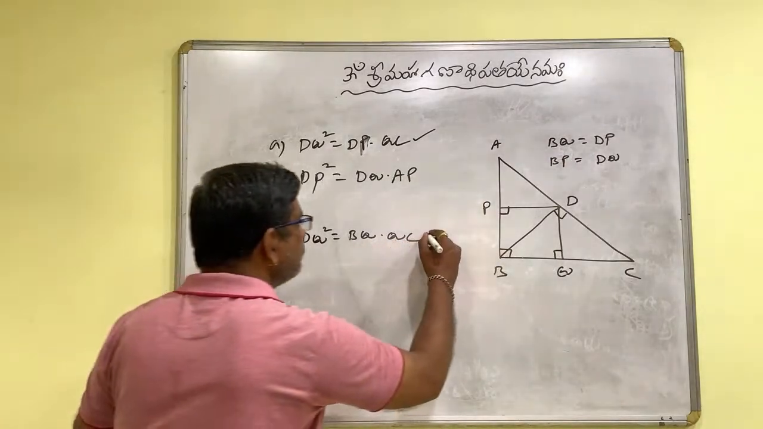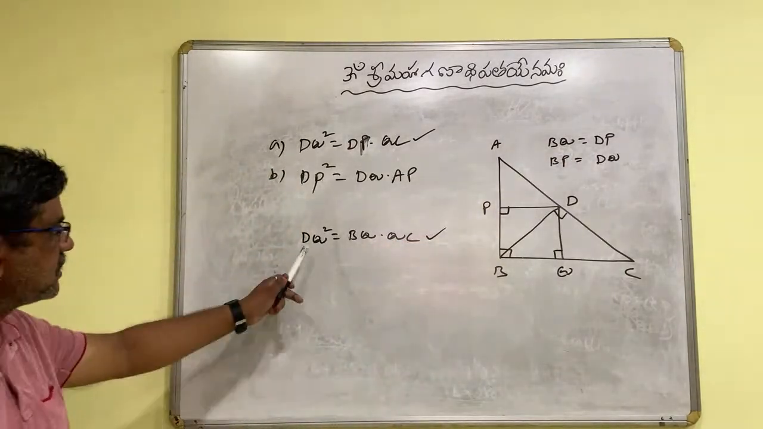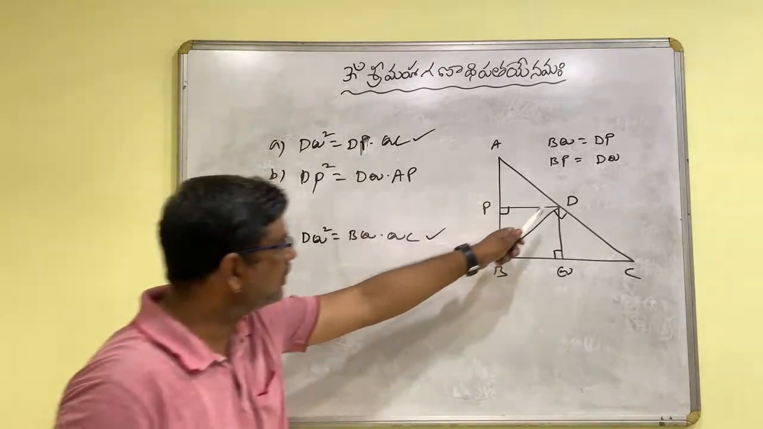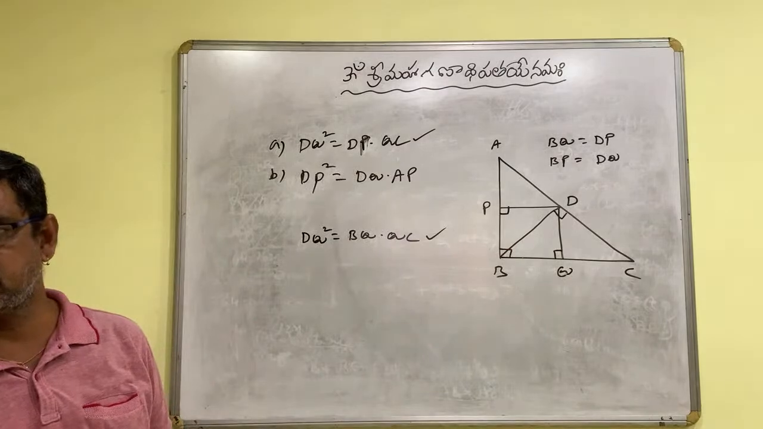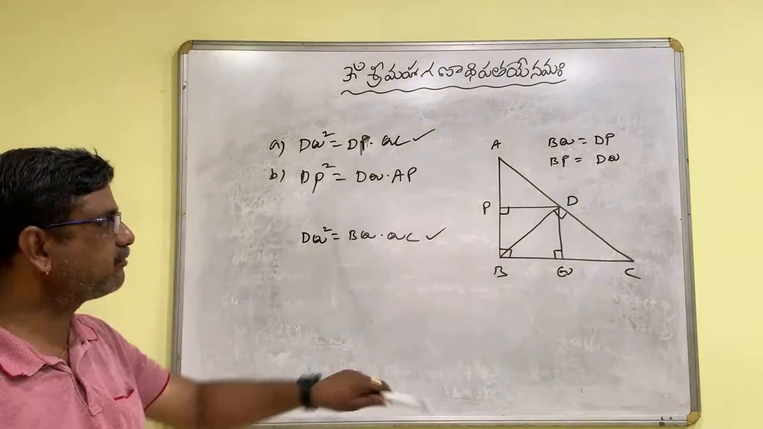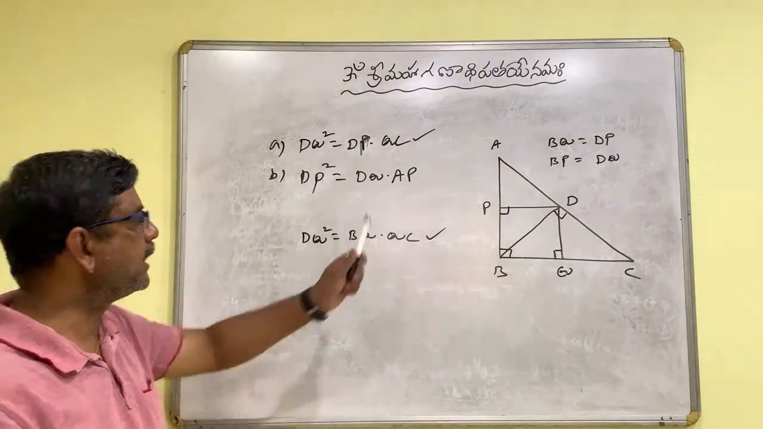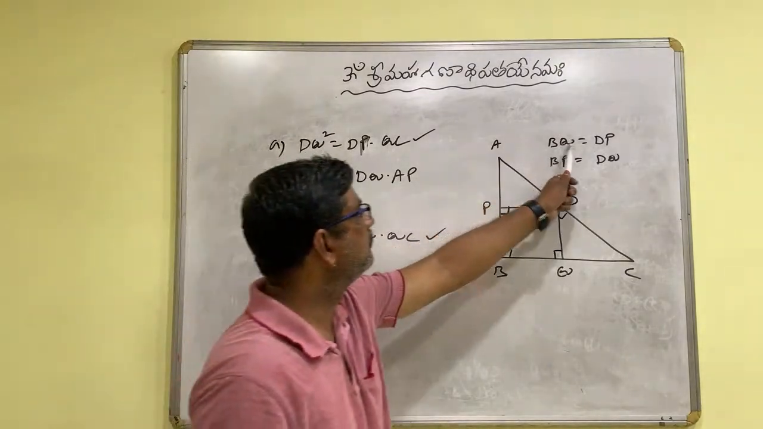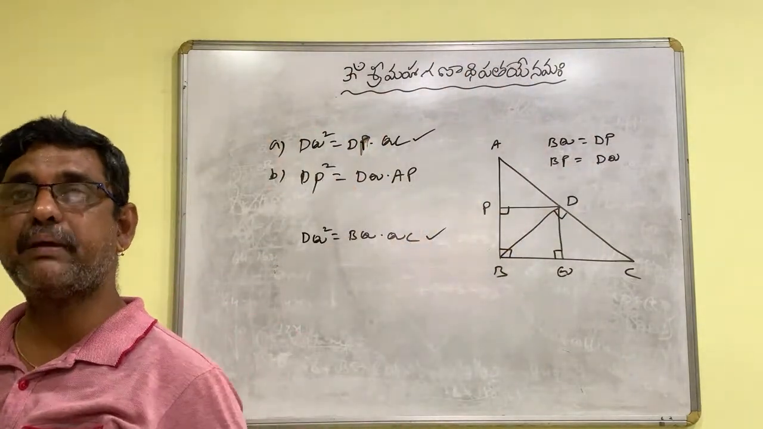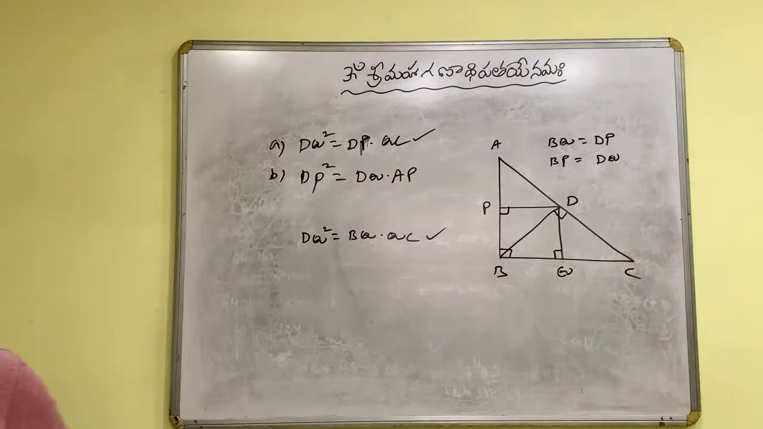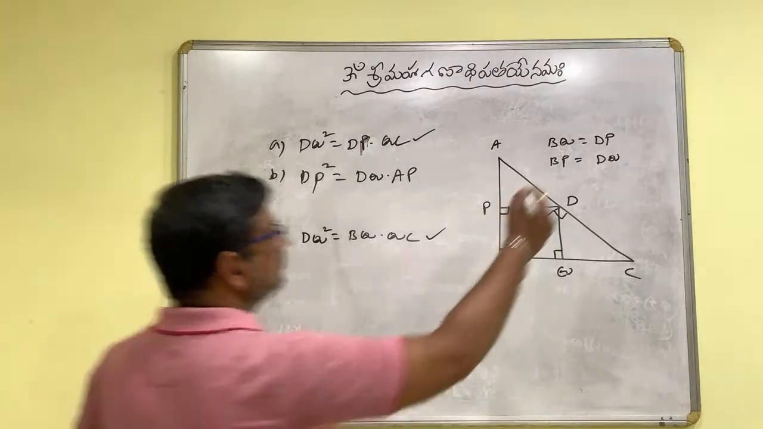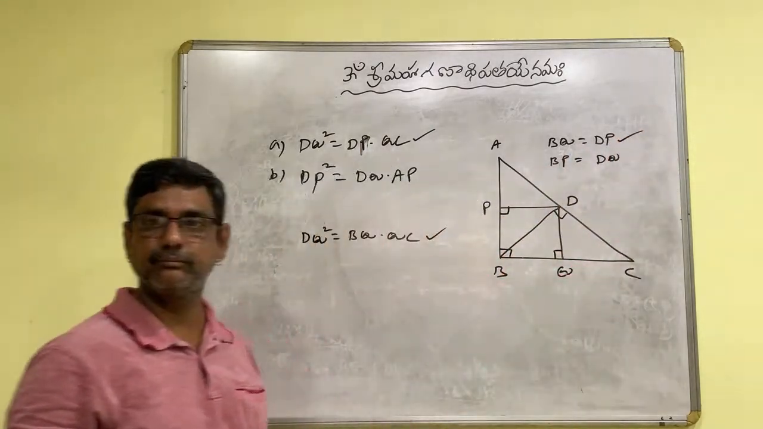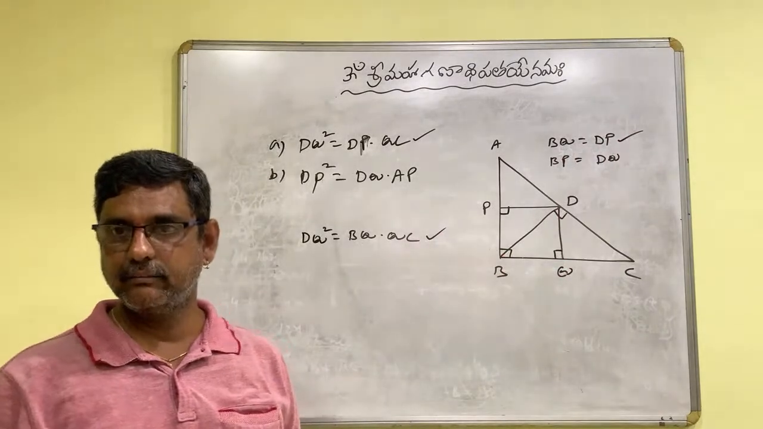First prove this: DQ square is equal to BQ into QC. Prove that one first, and after proving that, replace BQ with DP. There, the problem is done, because they are equal, given. Understand, everyone?